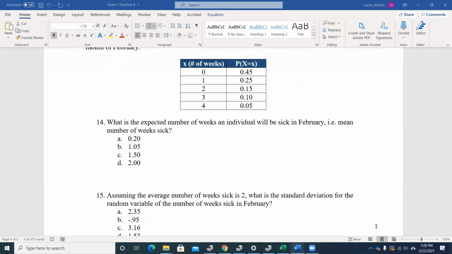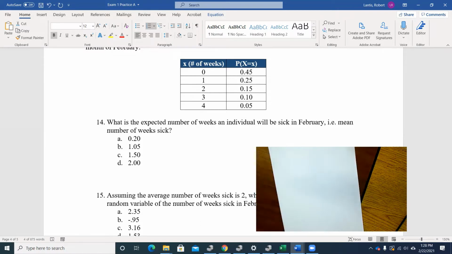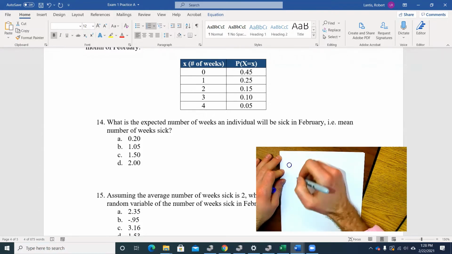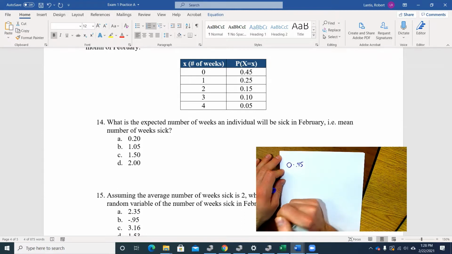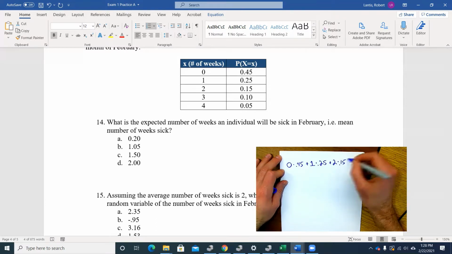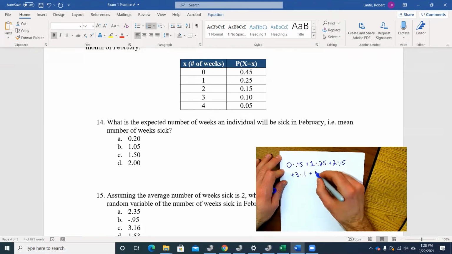I pull up the answer key, my bad. So what we're going to do is go through every outcome and multiply it by the probability that we see that outcome occur. The very first one that we could see is that someone is sick for 0 weeks, times the probability they get sick 0 of the 4 weeks, which was 0.45. Add to that the second outcome, being sick for 1 of those weeks, times the probability we're sick for 1 of those weeks, plus the next outcome of 2 weeks times the probability we see 2 weeks, plus the next outcome of 3 times the probability we see someone sick for 3 weeks. And then the last outcome of 4, multiplied by the probability we see someone sick for all 4 weeks.